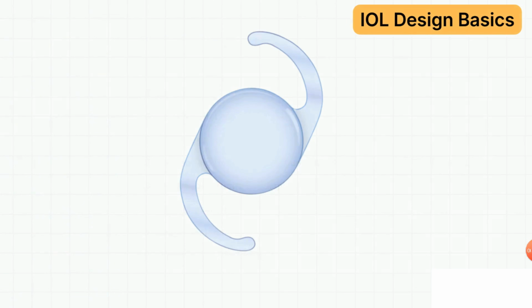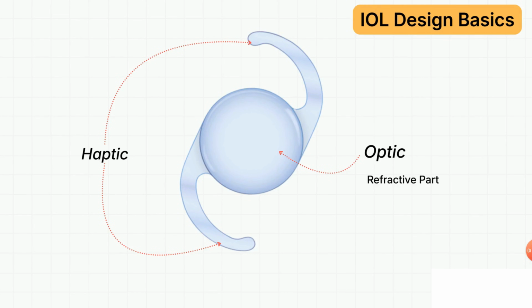A basic intraocular lens has two components, the optic and the haptics. The optic is the transparent central part of the lens. Its job is simple, to refract incoming light and focus it onto the retina. The haptics are the peripheral extensions of the optic and they fix the IOL to the surrounding ocular structures, providing stability and centration within the capsular bag. In simple terms, the optic does the seeing and the haptics do the holding.